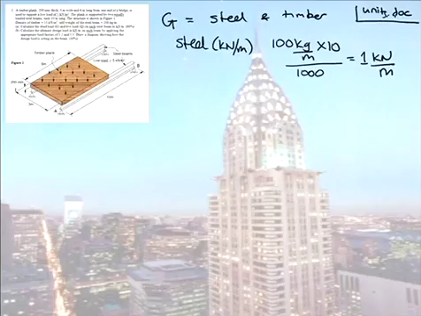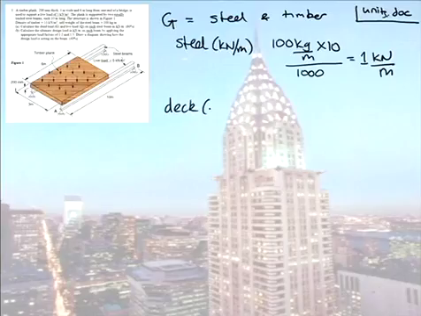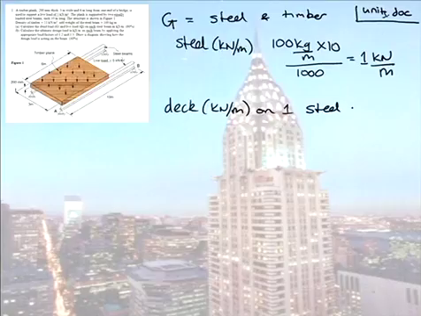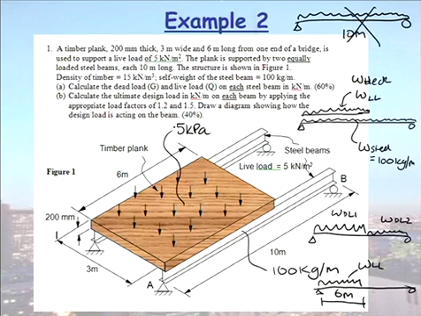So we know the weight of our steel. Now, how about I give you a minute and you work out the weight of the deck in kilonewtons per metre on one steel beam equals, and what I'll do is I'll go back to the big slide so you can see the dimensions. So can you tell me what the load is in kilonewtons per metre, the weight of the deck?